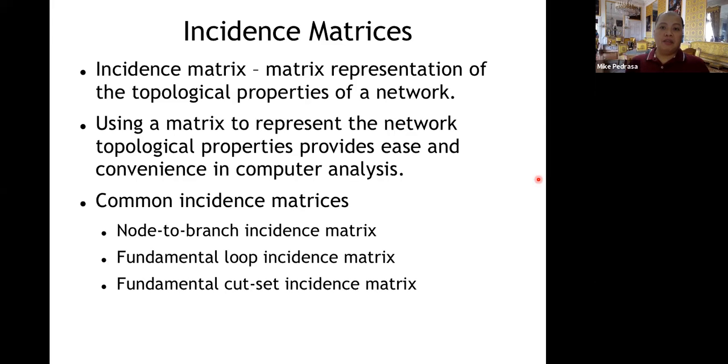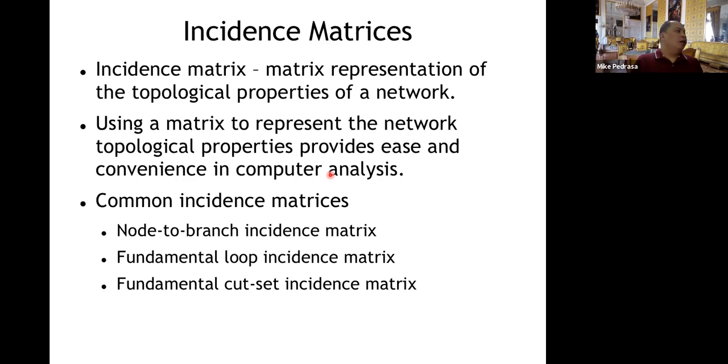Okay, and for this particular case, we're going to use an incidence matrix. Now, we use a matrix to represent the network topological properties because it provides ease and convenience in computer analysis. It's relatively easy to manipulate matrices. We can operate with matrices. You can write computer programs that manipulate matrices. So if we use a matrix to represent a network, then it's one step closer towards the analysis. We can now use a computer to analyze that.